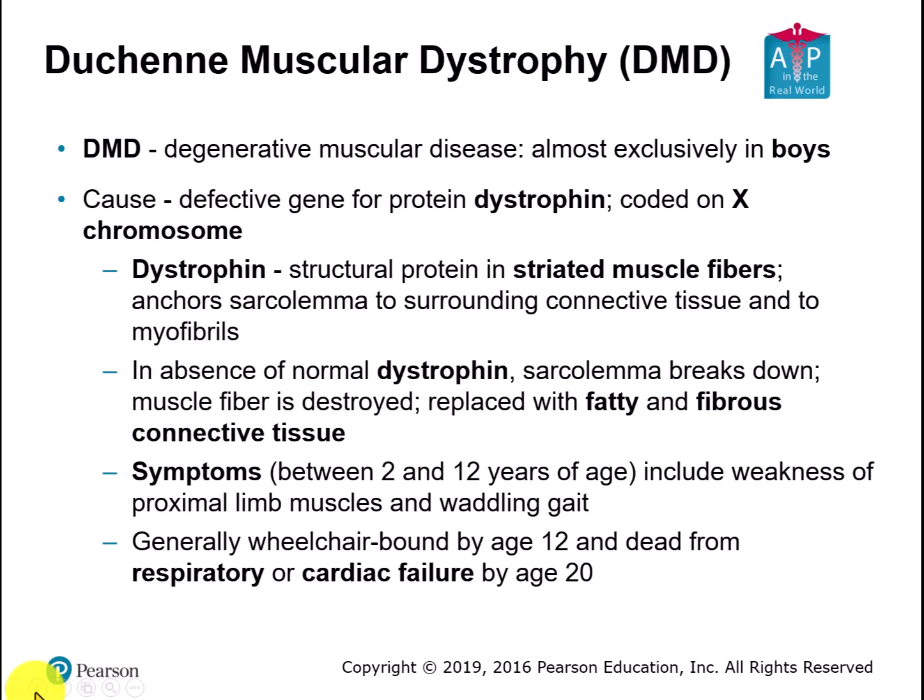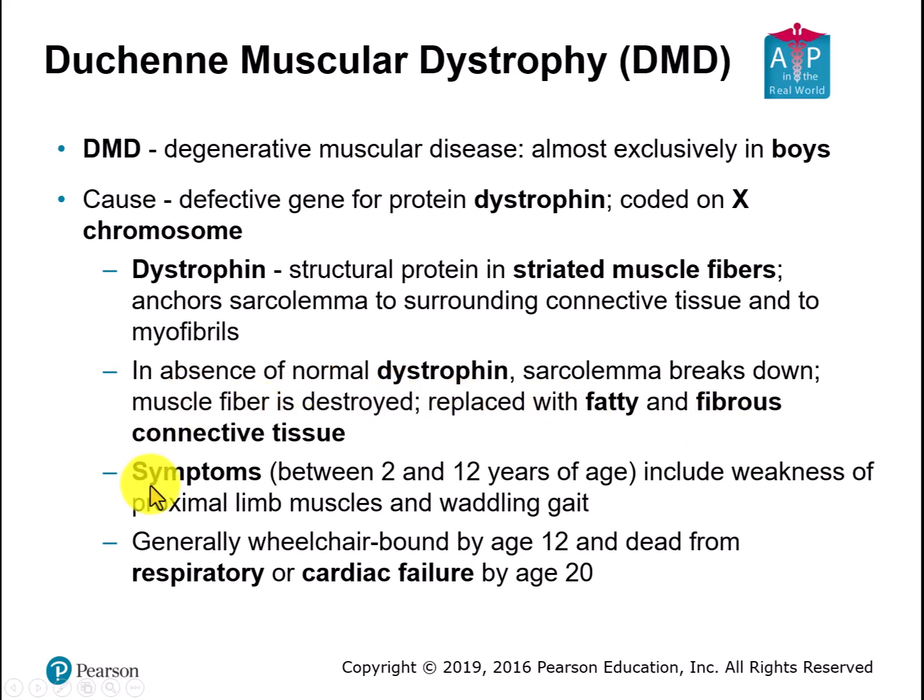And so there are some disorders that affect muscle tissue. Duchenne muscular dystrophy is the most common one. It affects mainly males because it is a defective gene on the X chromosome, so you need two X chromosomes to have this disease. It is because of a protein, dystrophin, which is a structural protein that you find in our striated muscle fibers, that is abnormal. And so it breaks down, replaced by fatty or fibrous connective tissue, which causes weakening of the muscles.